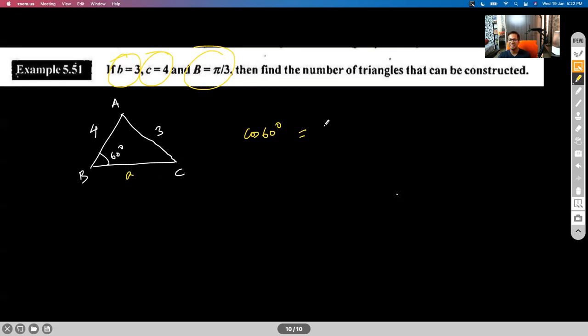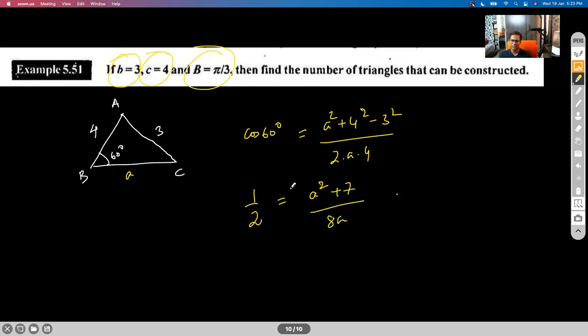Let's say this is your a, right? So you end up getting cos 60 degrees as (a square plus 4 square minus 3 square) by 2 into a into 4. In other words, half is equal to (a square plus 7) by 8a. Okay, so let's solve it. So a square plus 7 is equal to 4a, correct? So a square minus 4a plus 7 is equal to 0.